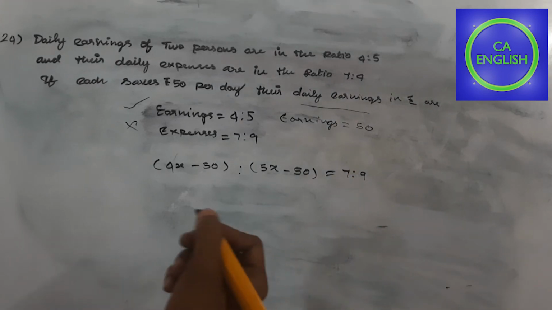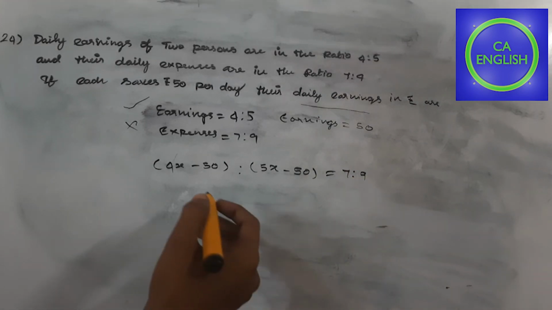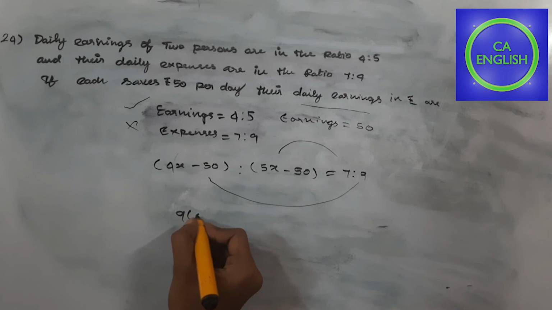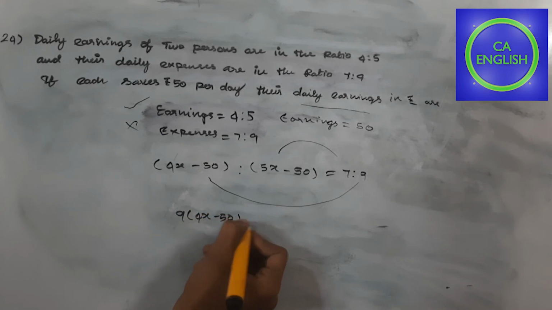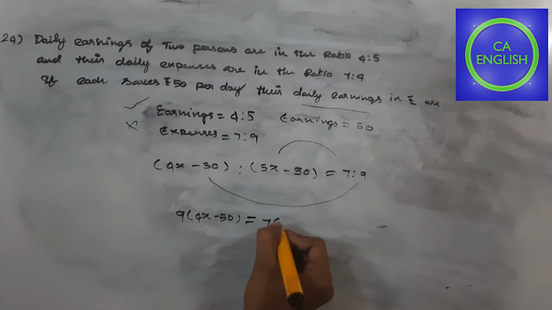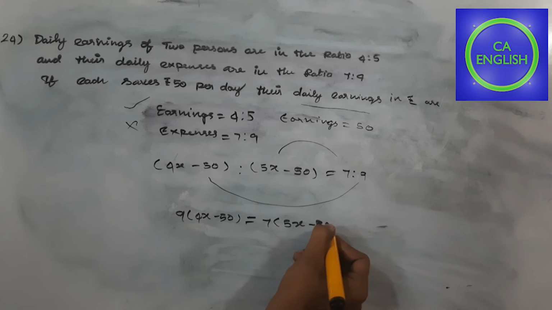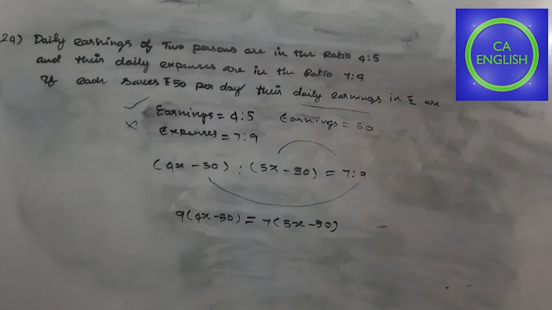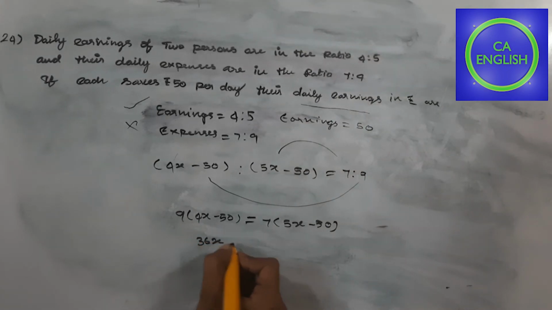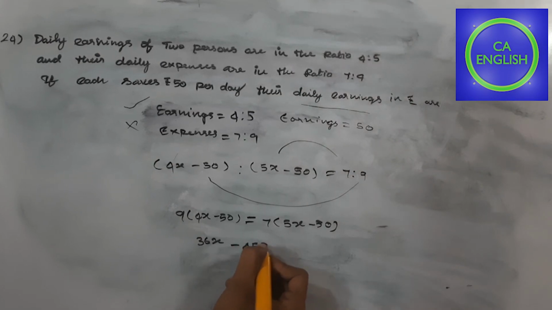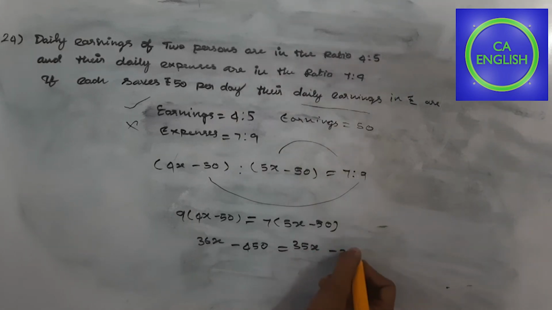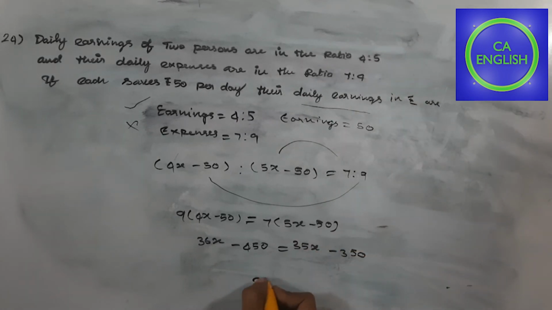That is the expenses. Now multiply alternatively, into 9 and into 7. Therefore 9 into 4x minus 50 equal to 7 into 5x minus 50. Write like this, then we can find the value of x. Multiply inside it. 36x minus 450 equal to 35x minus 350. Then x is equal to 100.